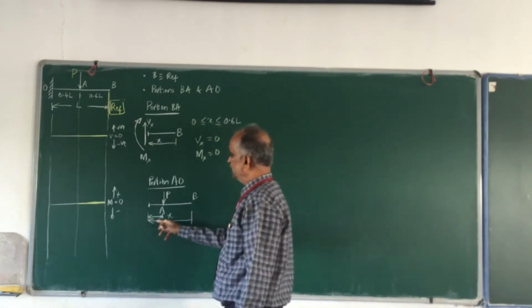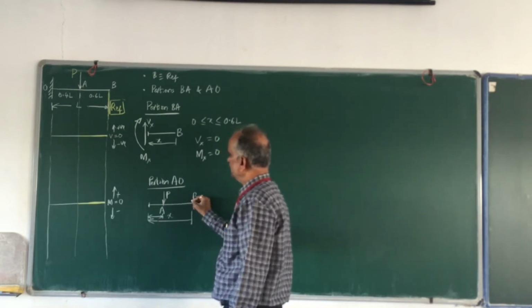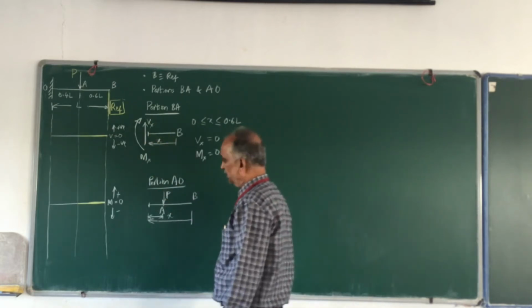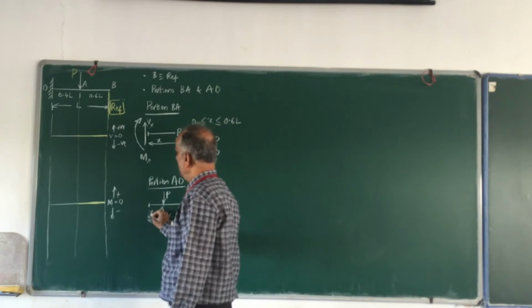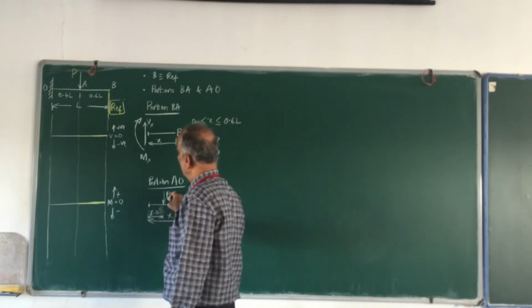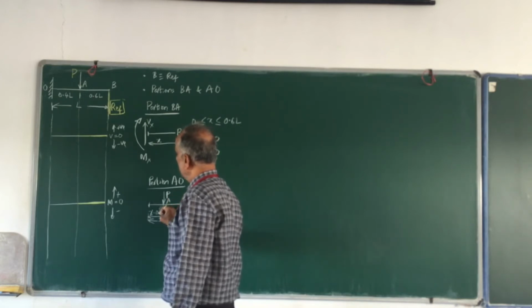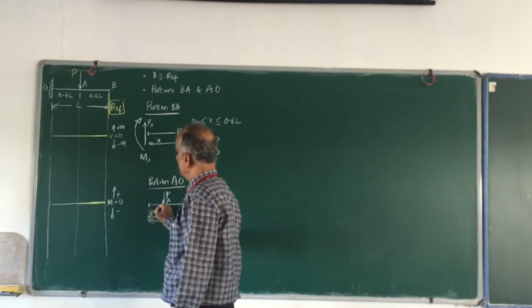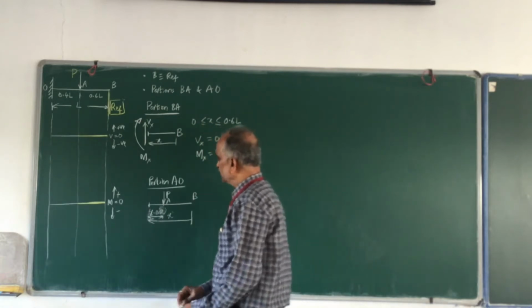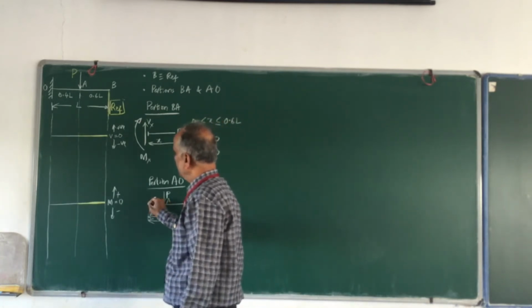So from here to here is x, and this distance, as you know, is 0.6 L here, and therefore this distance is x minus 0.6 L. Yes, x minus 0.6 L, this distance.